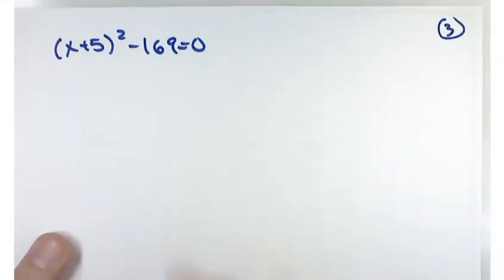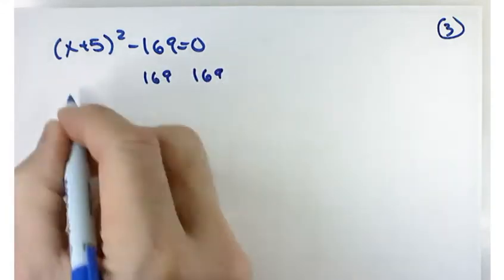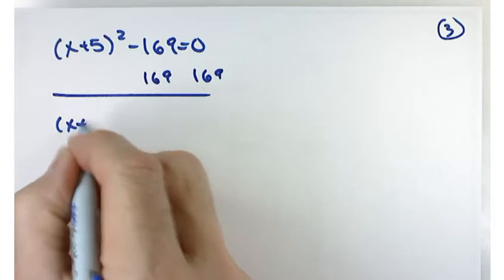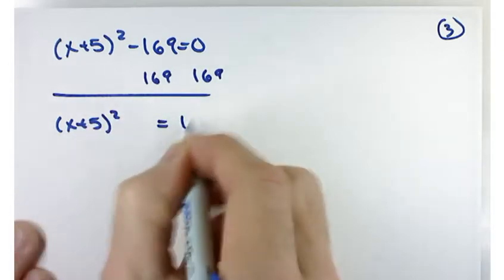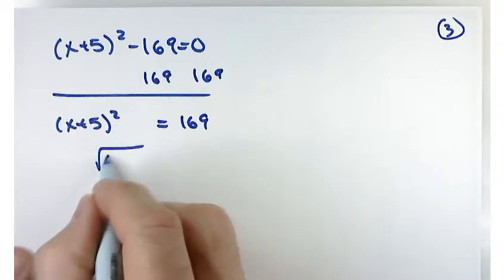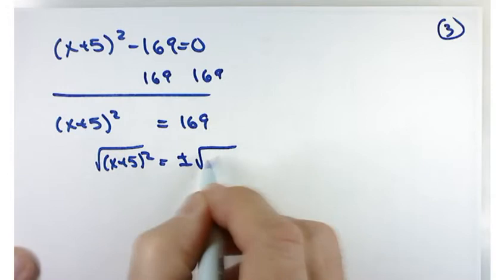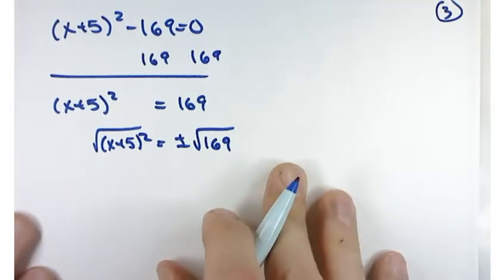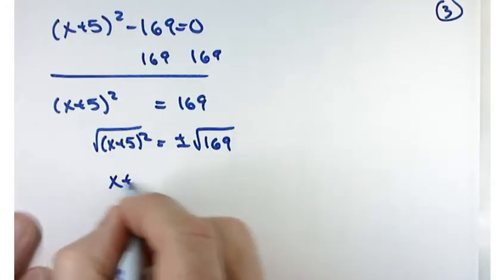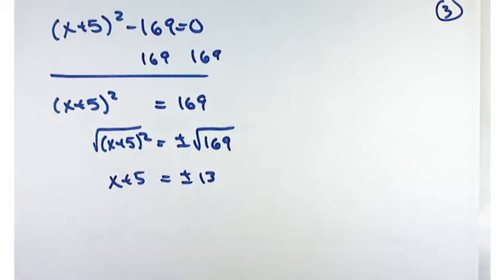Okay, so the natural step is to add 169 to both sides. X plus 5 squared equals 169. Take the square root on both sides. On the right-hand side, make sure you take that plus or minus. So you get x plus 5 equals plus or minus 13. And I'm just going to take my time and do both possible cases.